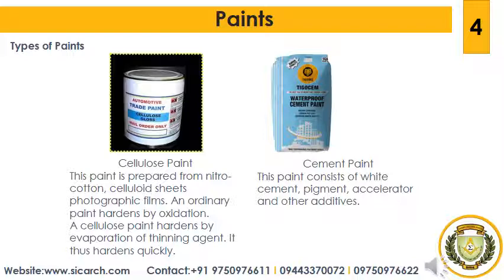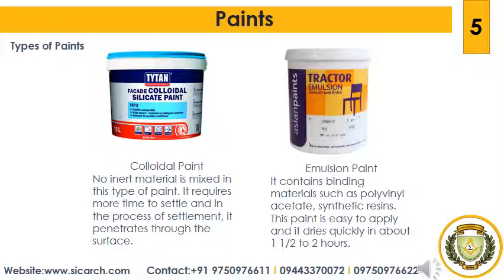They can be applied over new and damp walls which cannot be painted over with oil paints until they are sufficiently dried. So they prove to be economical as compared to the oil paints and they dry more rapidly than the oil paints. So we will start with the seventh type of paint, that is the colloidal paint. So no inert material is mixed in this type of paint. It requires more time to settle and in the process of settlement it penetrates to the surface. It may be used for interiors as well as for exterior walls.